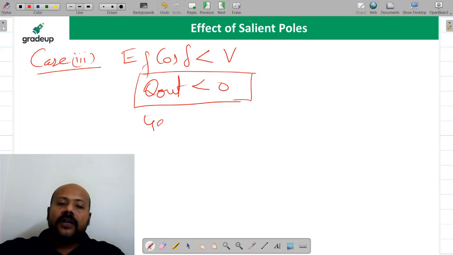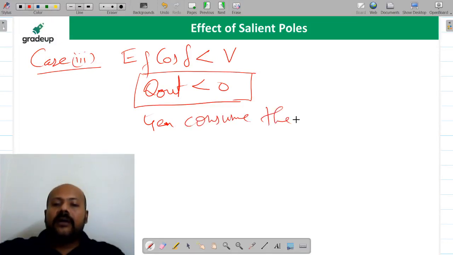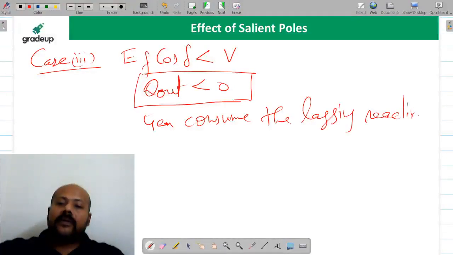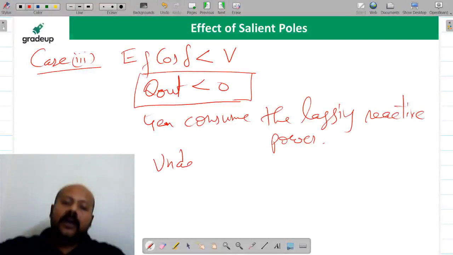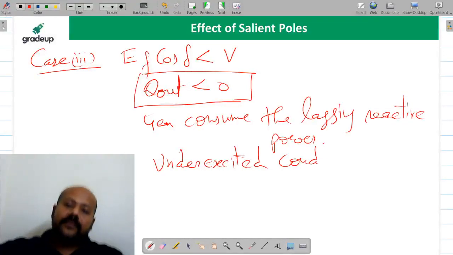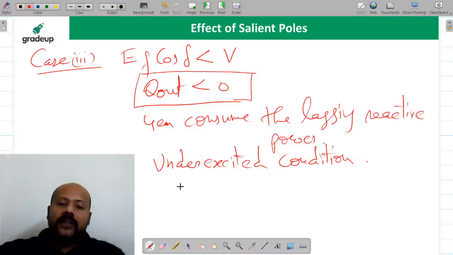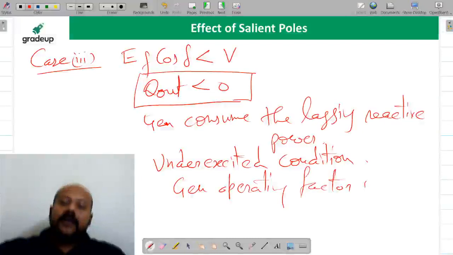It means the generator is going to consume the lagging reactive power. This condition, beta, we call the underexcited condition. Is it clear to all of you? Please tell me yes or no in the comment section. Are you getting this idea? And what is the operating power factor? The generator operating power factor is leading.